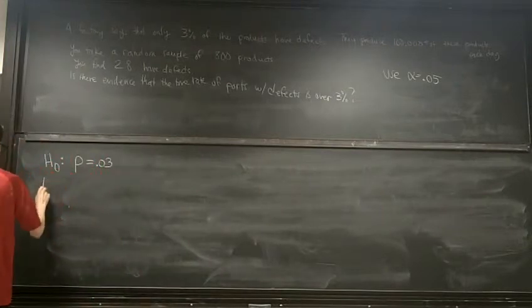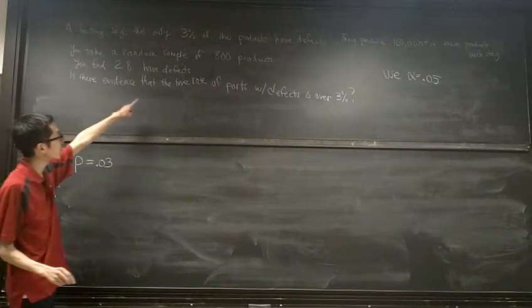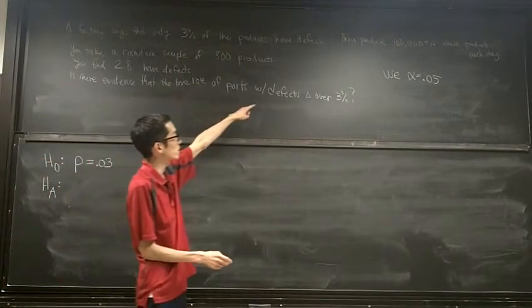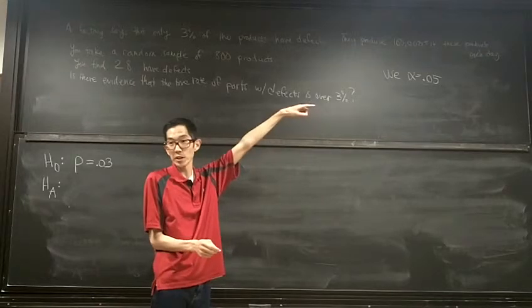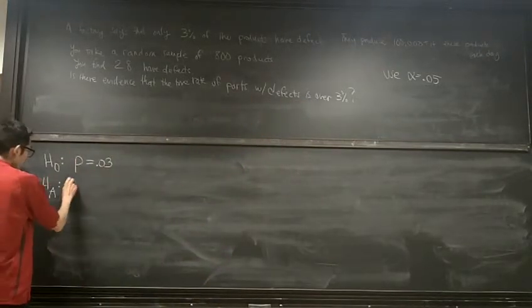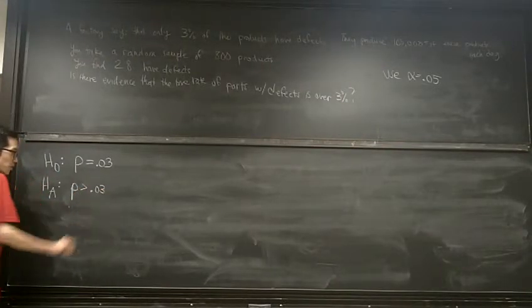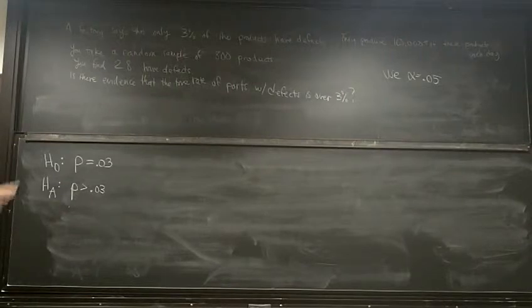What is the alternative? Okay. So we're asking, is there evidence that the true rate of parts with defects is over 3%? So the alternative is that our proportion of defective parts is over 3%. This is what we've got. Is this okay? It's very important that we can set up our hypotheses.